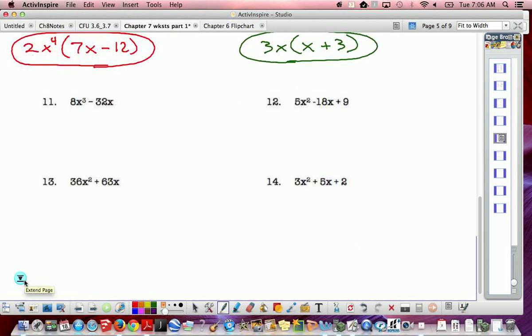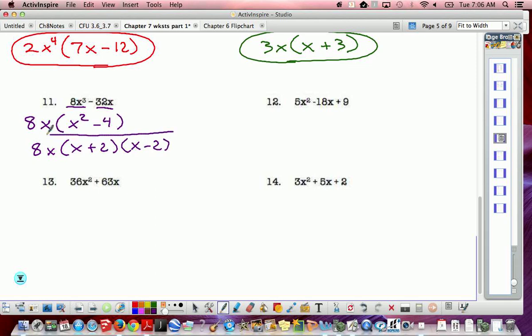All right, number 11. 8 and 32 do share an 8. They also share an x. So when I pull out the 8 and x, I'm just left with x squared, and I have minus 4. Ooh, x squared minus 4 does factor. We did one just previously a few problems ago. X plus 2, x minus 2. So watch for that, because that will pop up from time to time.